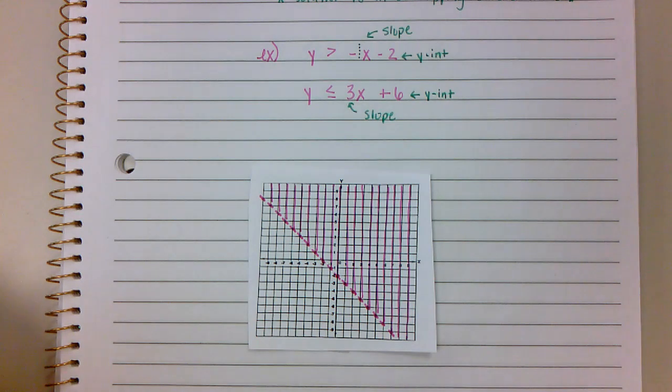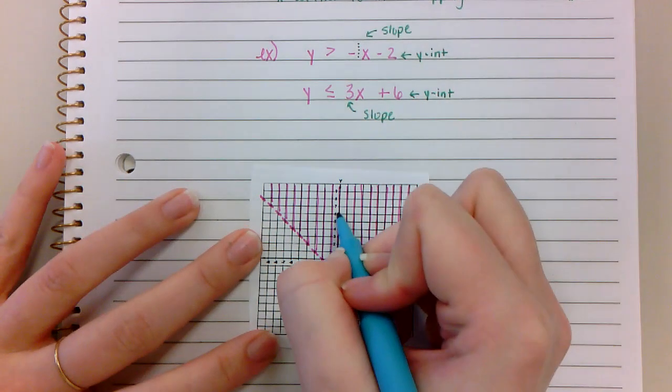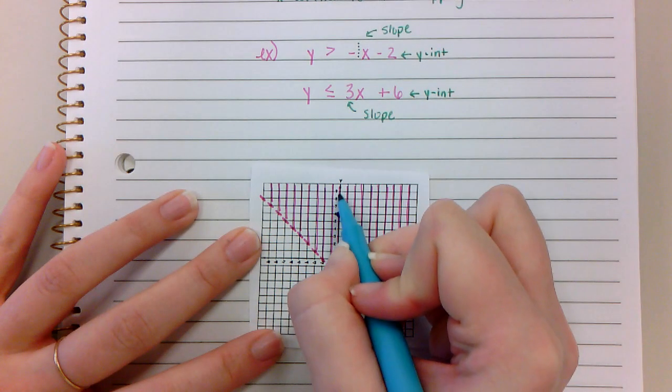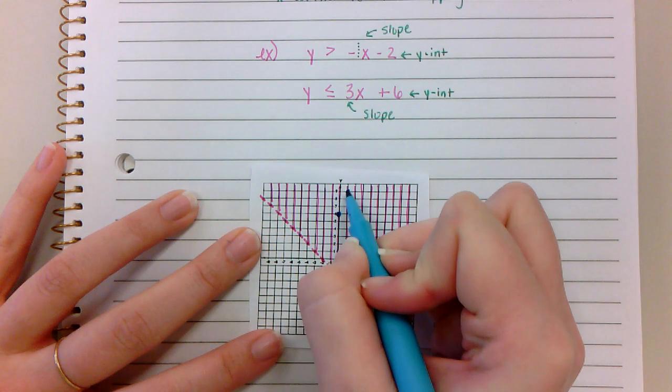Now, I need to graph the other one. So the other one starts at +6 on the y-axis. So I'm going to put a dot there. And my slope is 3. So I'm going to go up 3 over 1. I can only do that one time.